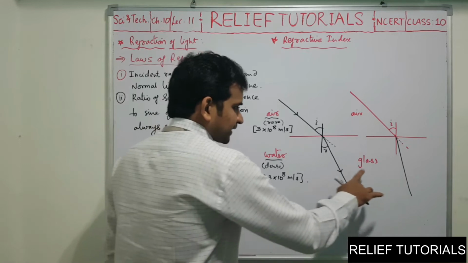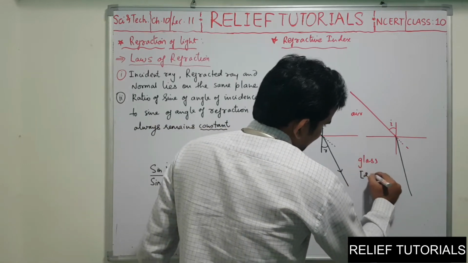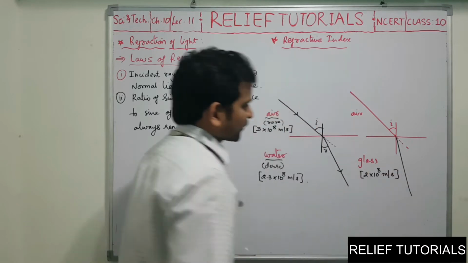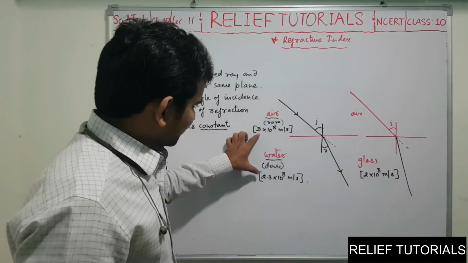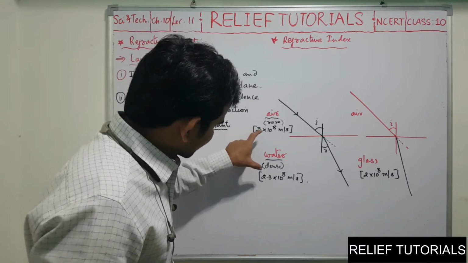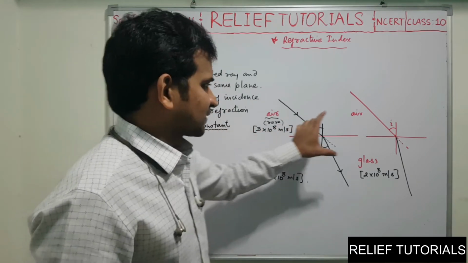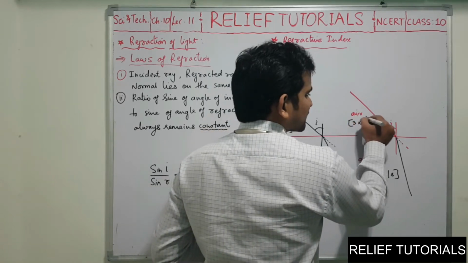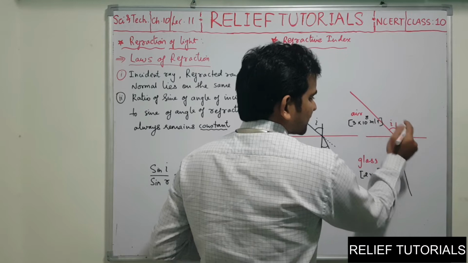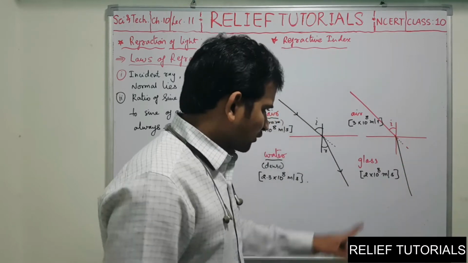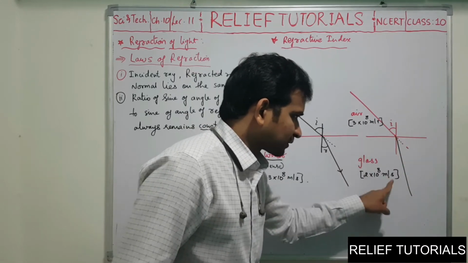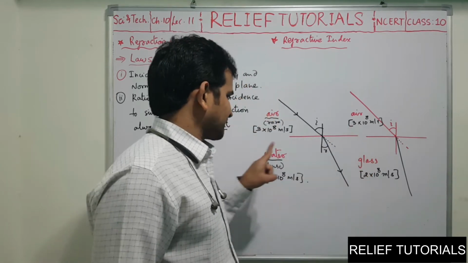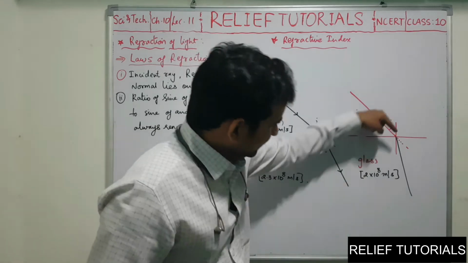Okay, and here in glass, the speed of light will be 2 into 10 raised to 8 meter per second. So look at this. The difference of speed of light here is somewhat less as compared to this. Here the difference of speed of light is more. So more is the change in the speed, more is the refraction. Here glass is somewhat more denser as compared to water, so the refraction is more.